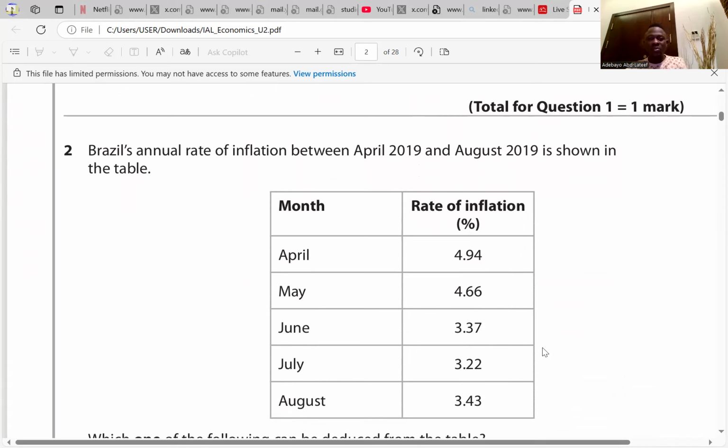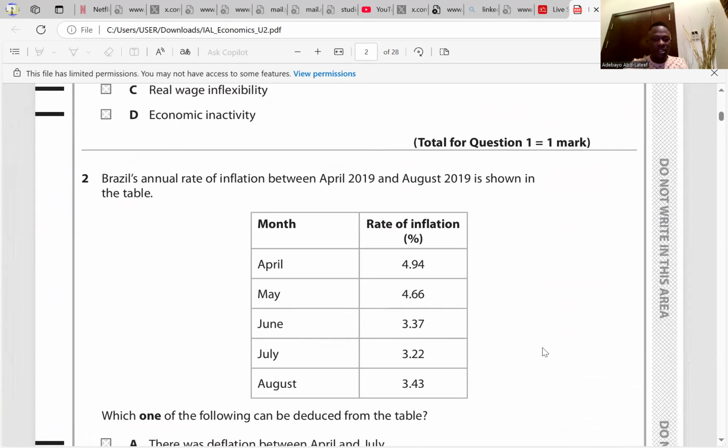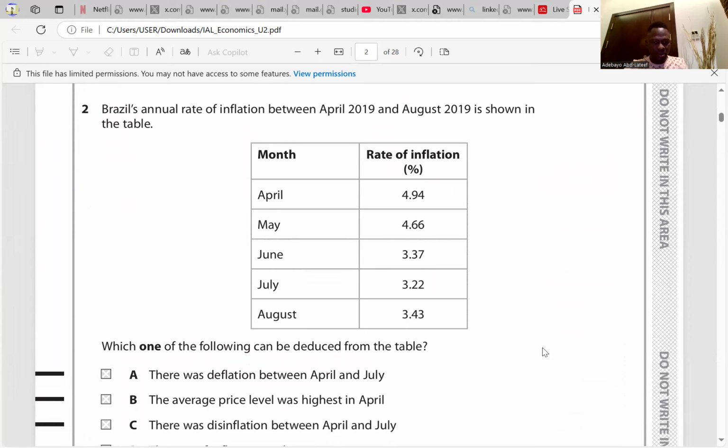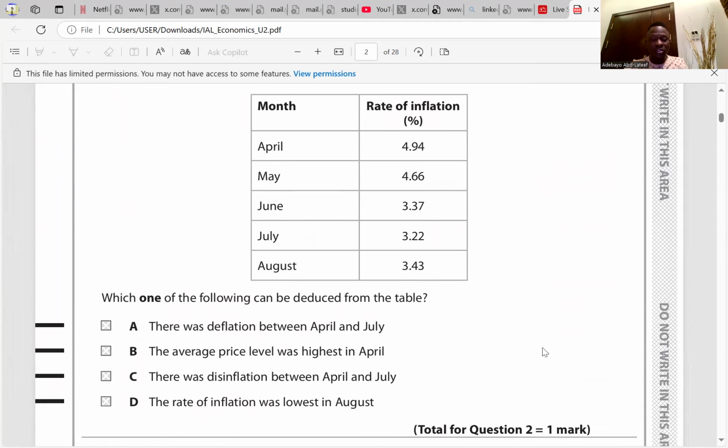Brazil's annual rate of inflation between April 2019 and August 2019 is shown in the table. So we have the annual rate of inflation here. Which one of the following can be deduced from the table? They said there was a deflation between April and July. Deflation is a negative figure. So there's no negative figure here, there's no deflation.